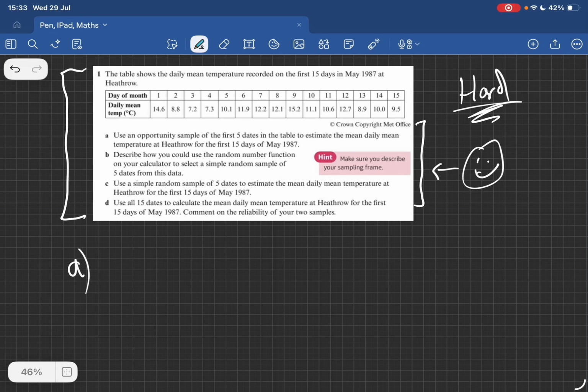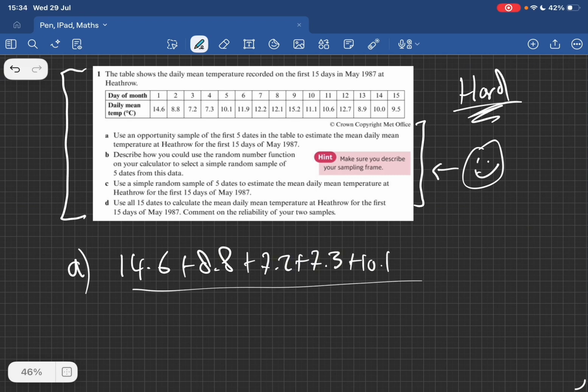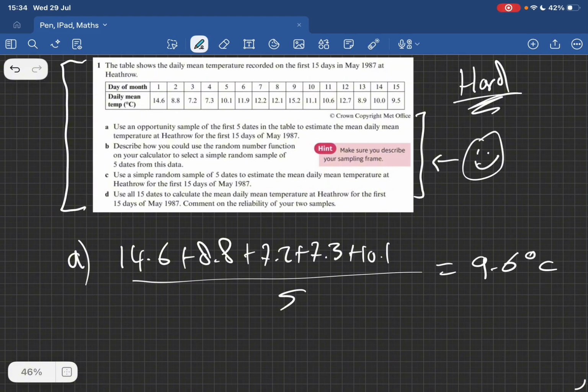Let's start with question A. So we need to find the mean of our first 5 data points. So we add up our first 5 data points and then divide by 5. And you should get 9.6 degrees Celsius.